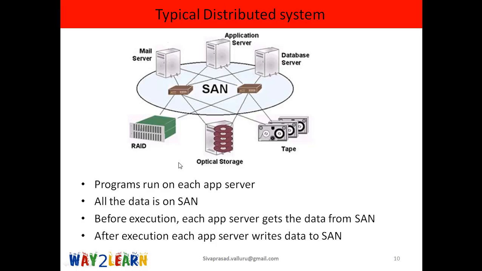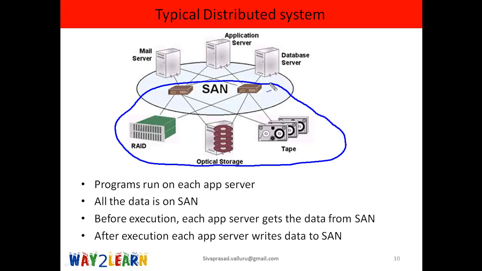Even before seeing how we can achieve it, if you look at any typical distributed system, it will look like this. If the data is huge, we won't store it on our machines. We will store it inside something called a storage area network. The application servers, or database servers, or mail servers will have some code. Whenever they want to process data, the data has to travel from the SAN to the application server. Then the computation is done on the application server.